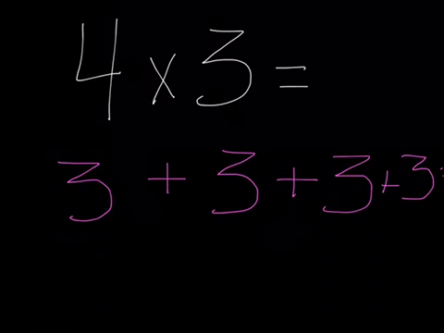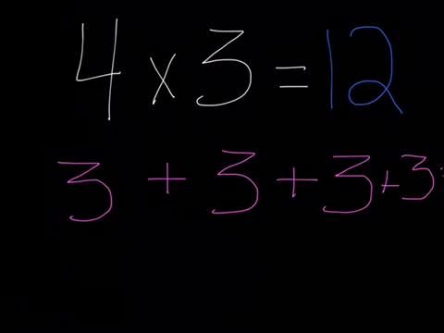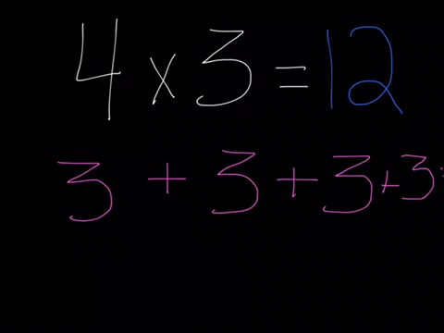Okay, when you calculate 3 plus 3 plus 3 plus 3, the answer that we get is 12. So 4 groups of 3 equals 12, and we used repeated addition to solve that problem.